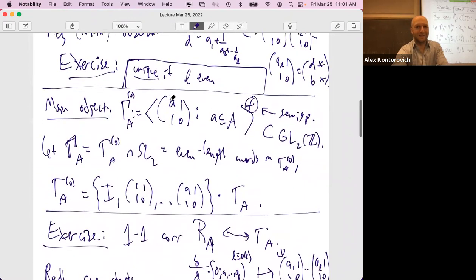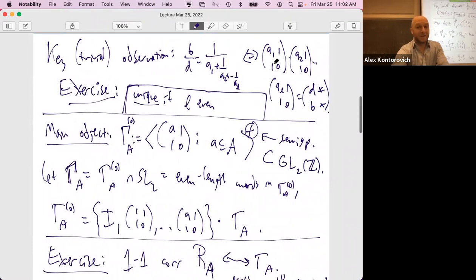We talked about this one. So what this is saying is that out of all matrices in SL2Z, the ones in here are few. That's exactly what I'm trying to say.